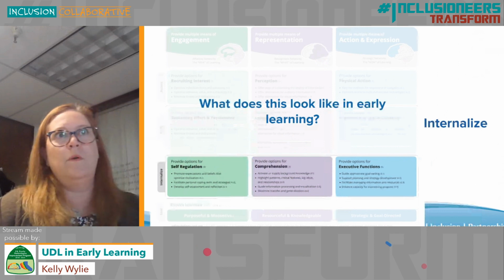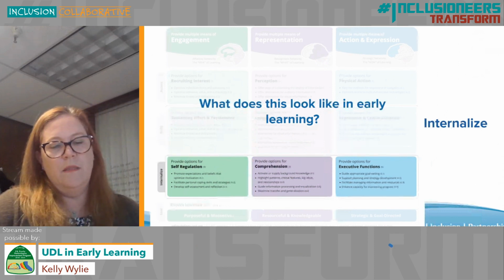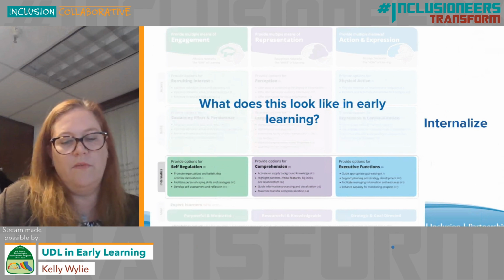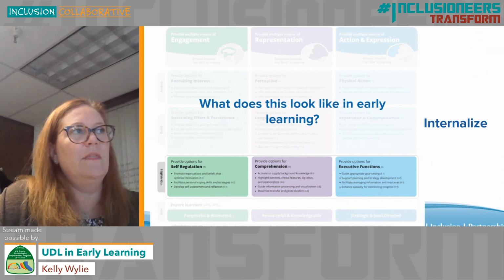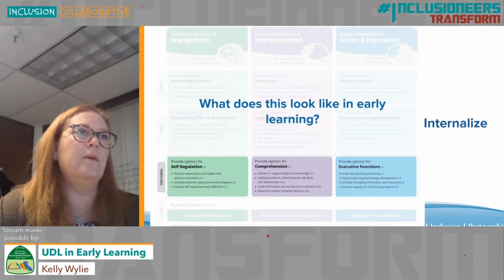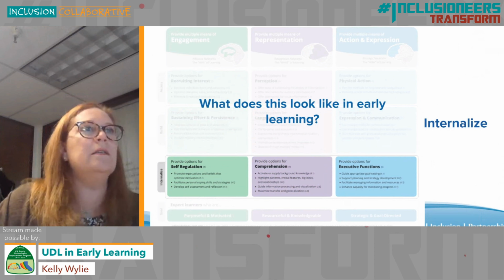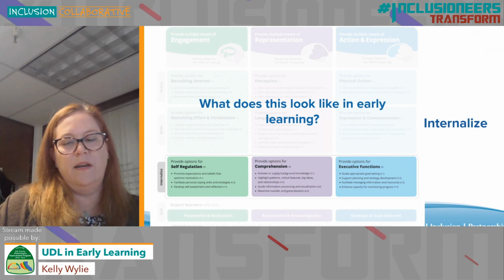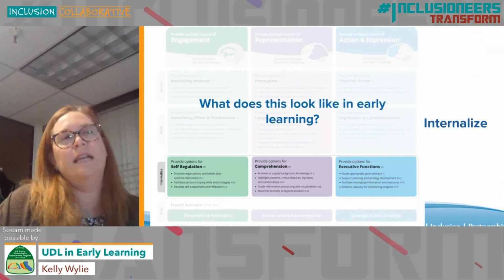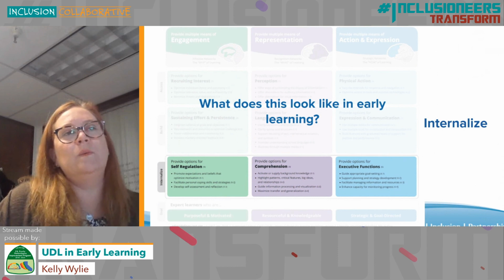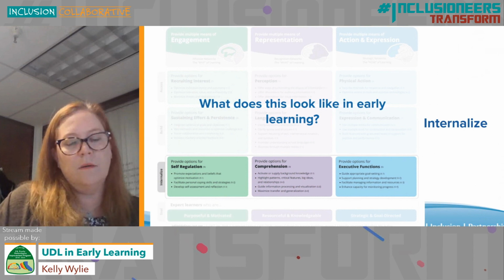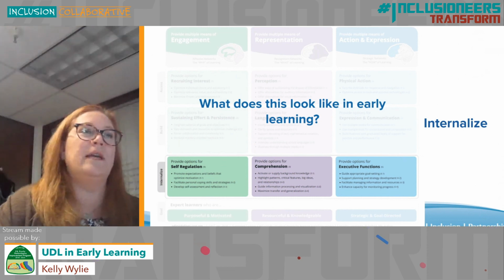And then the bottom row, we have internalize. This row includes the guidelines that suggest ways to empower learners through self-regulation, comprehension, and executive functioning. This is where the kiddos begin to take what they have learned and put it into their own words and can truly explain to you what their understanding is of what they have learned. This is where we're taking the information from the short-term memory to the long-term memory, and we're creating new dendrites in the brain.